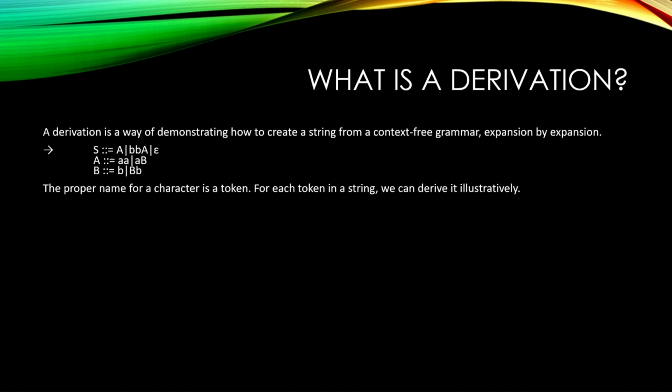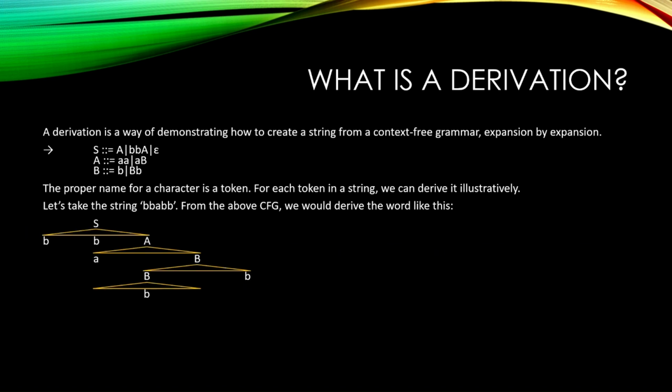So the proper name for a character is a token. So for each token in a string, we can derive it using an illustration. Let's take BBABB. So from the above context-free grammar, we might derive it like this. So we would say S at the top expands into terminal B variable A. That variable A can expand into terminal A variable B, etc., until we have a string of terminals.